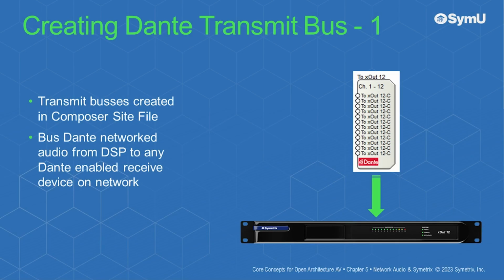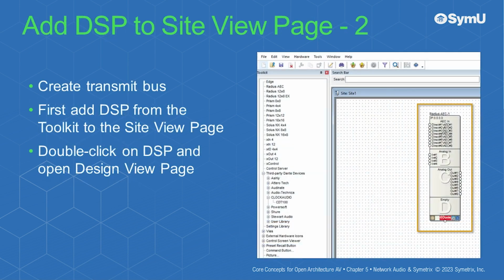Transmit buses are created in the Composer site file to bus Dante networked audio from the DSP to any Dante-enabled receive device on the network. To create a transmit bus, first add a DSP from the toolkit to the Site View page, if not already present. Then double-click on the DSP and open the Design View page.